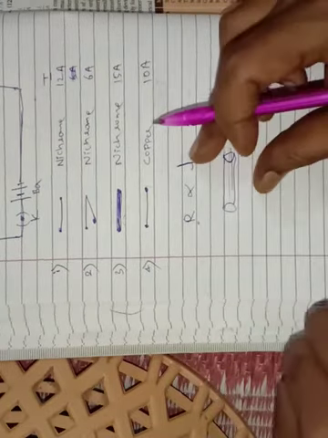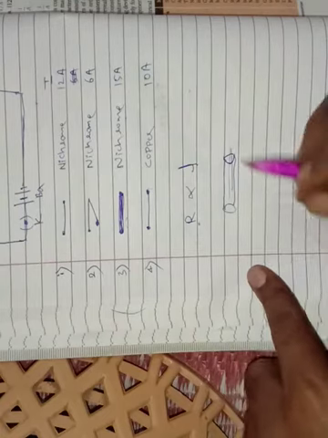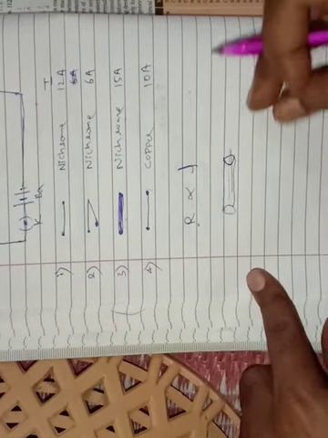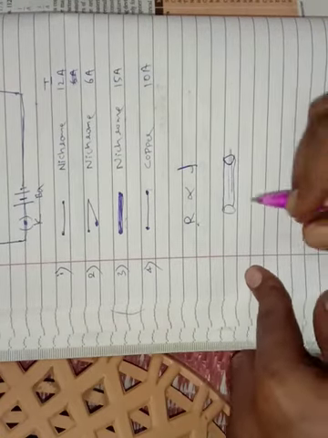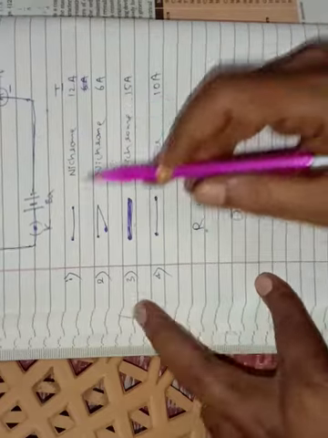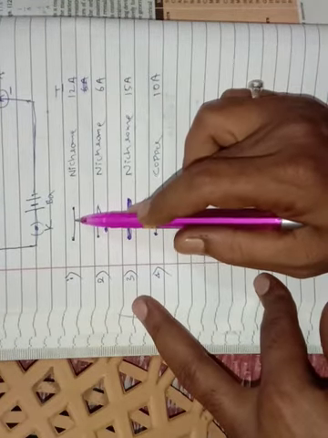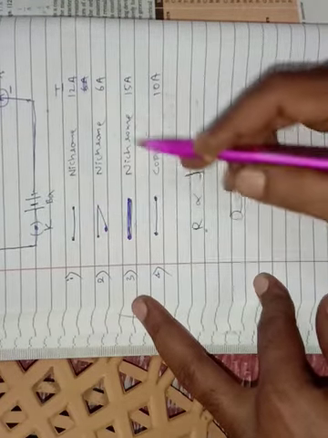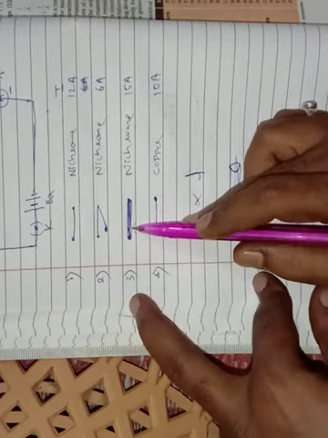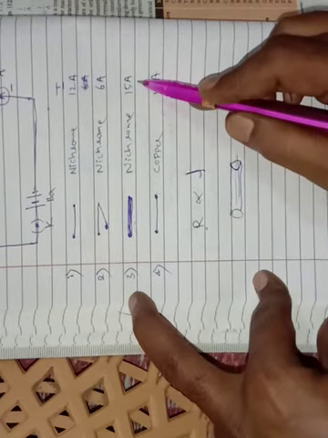What it means is, when the area is more, the flow of current is also more. When the cross-section area is less, the flow of current is less. Means this nichrome wire shows more resistance compared to this nichrome wire, which shows less resistance. Hence we are getting more current.